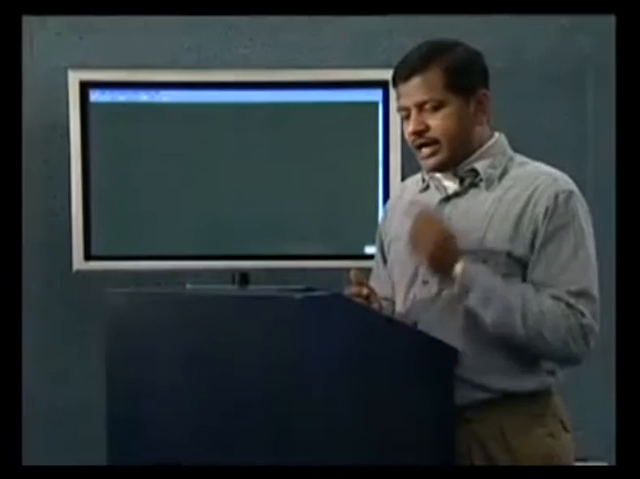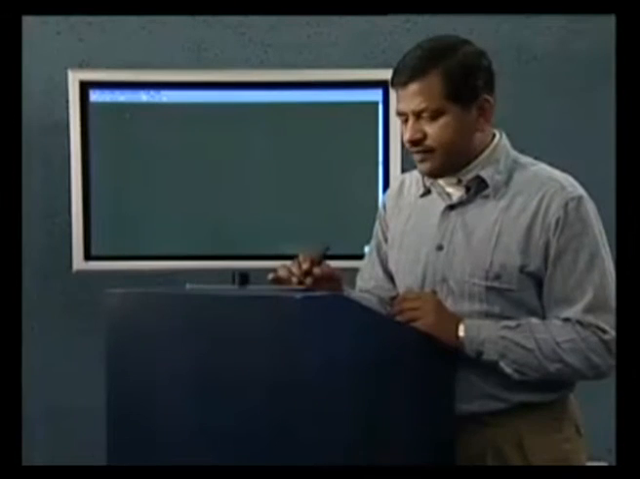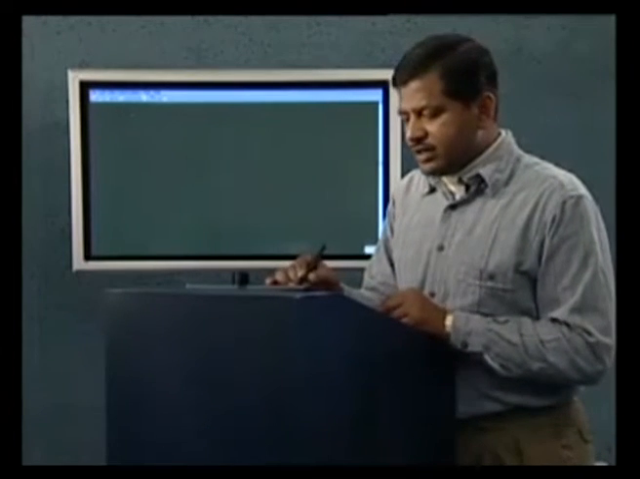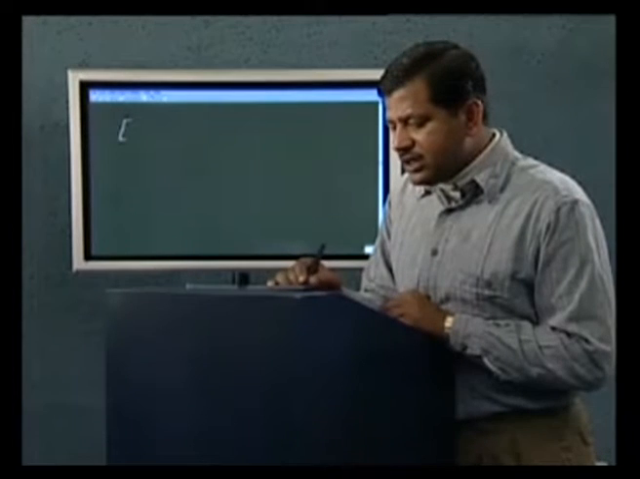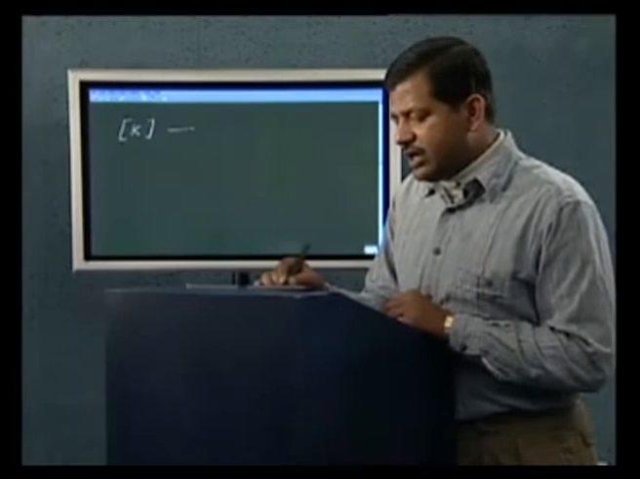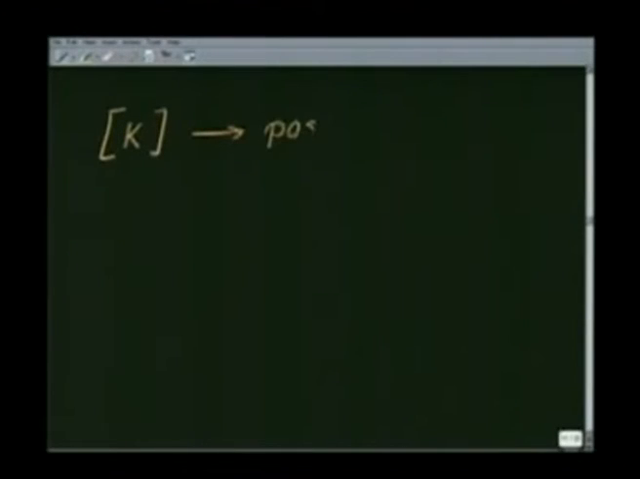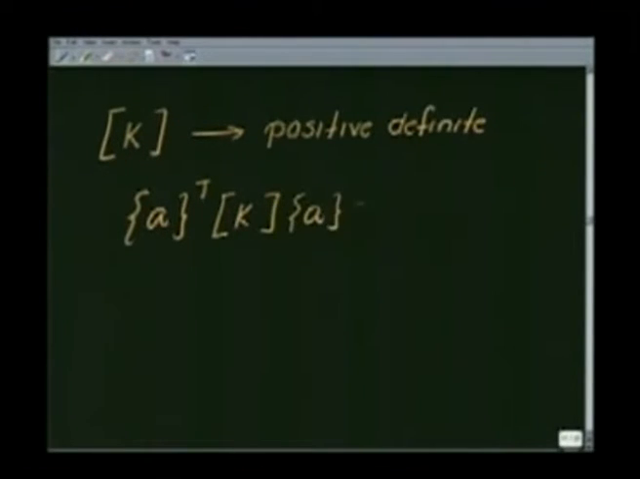Okay? So what does that mean? That if I give you any choice of this set of coefficients A, I can guarantee that if these A's are not all equal to 0, then this expression half A transpose Ka is greater than 0, which means that this matrix K is positive definite. So the definition for positive definiteness of a matrix is that if I give you any set of these vectors A which are non-trivial, then A transpose Ka has to be greater than 0.